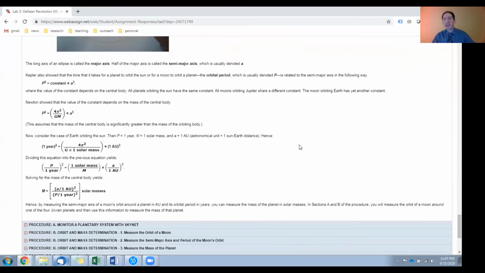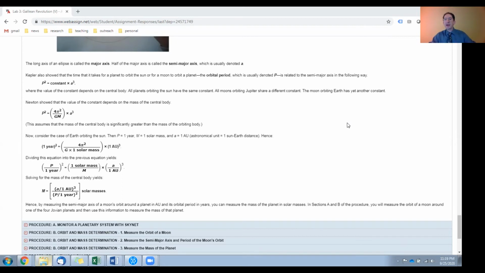And what Kepler was able to show, and this is his third law, is that P squared, the orbital period squared, is proportional to A cubed, the semi-major axis cubed. And what does proportional mean? It means the first thing is equal to a constant times the second thing. So in this case, P squared is equal to some constant times A cubed.